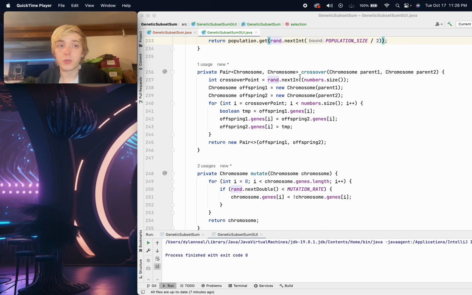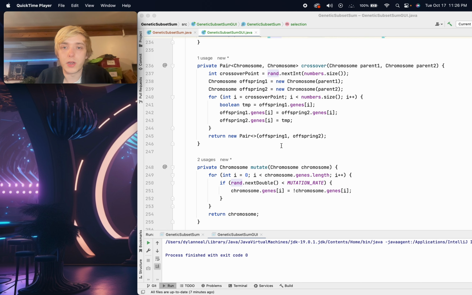The next concept to understand is crossover. Crossover is the process of combining two parent chromosomes to produce one or more offspring. This actually mimics the process of biology. This crossover method takes two parent chromosomes and produces two offspring, and uses a random crossover point and swaps the genes at that point between two parents to produce the offspring.